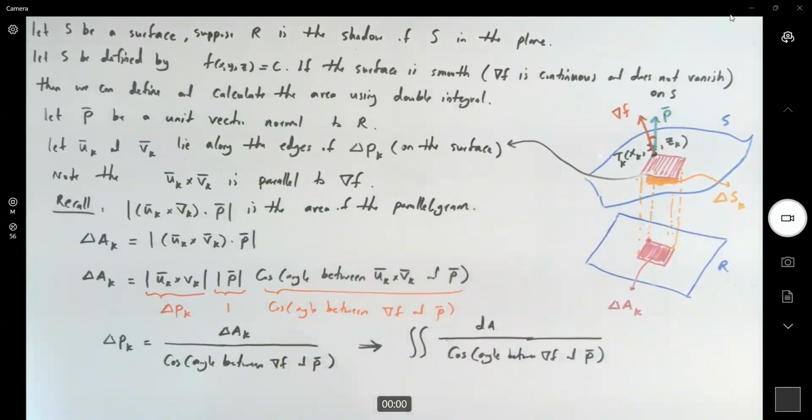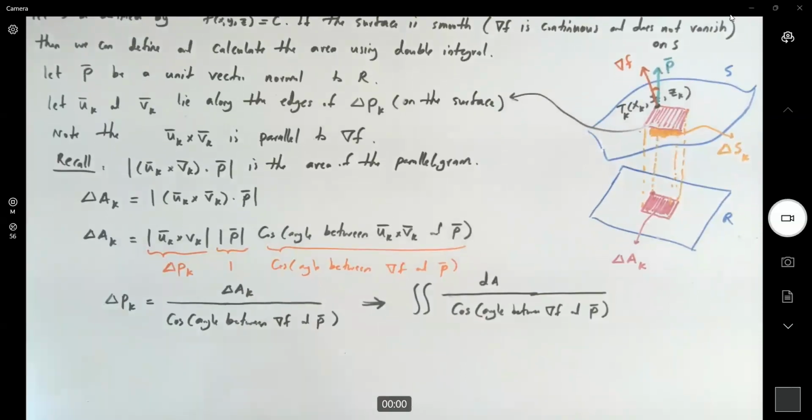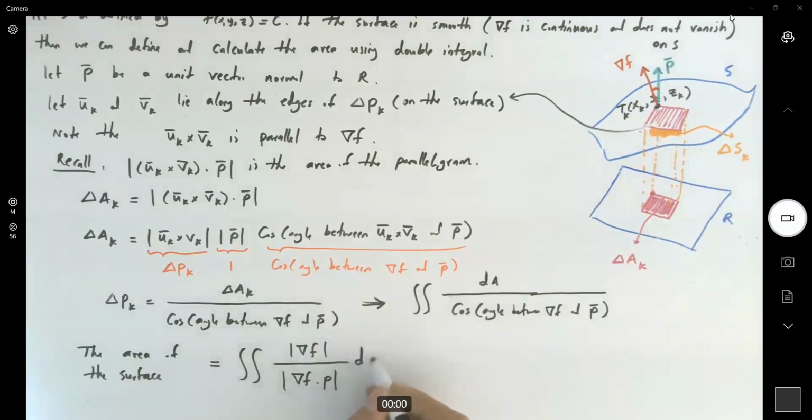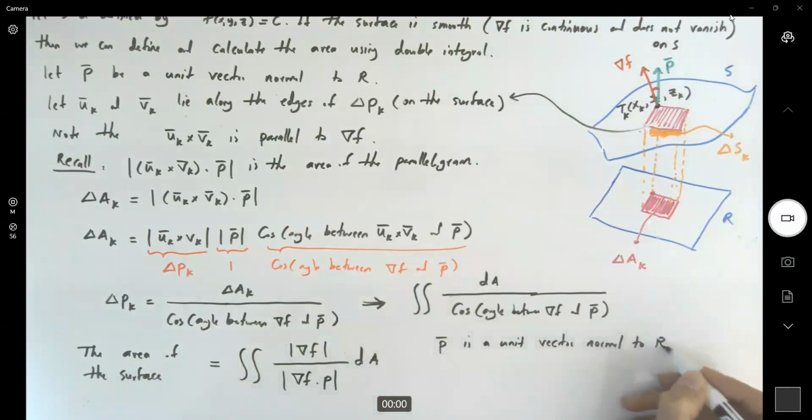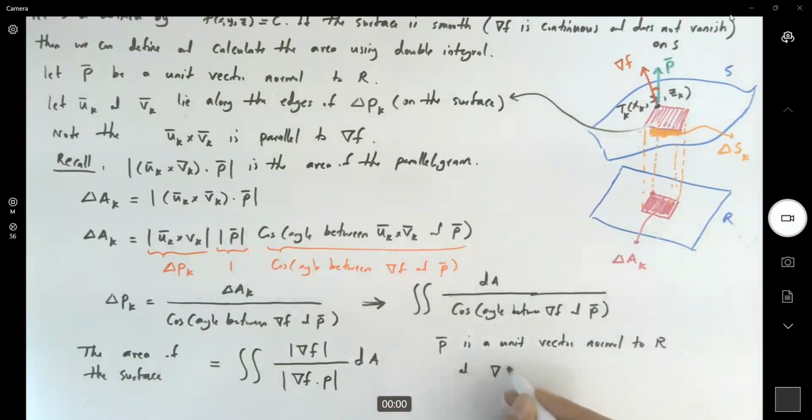Very good. Now we can present our formula. The area of the surface is equal to the double integral of the magnitude of gradient of f divided by the magnitude of gradient of f dot p, dA, and p is a unit vector normal to R. And note that the gradient of f dot p is not 0 in the denominator.